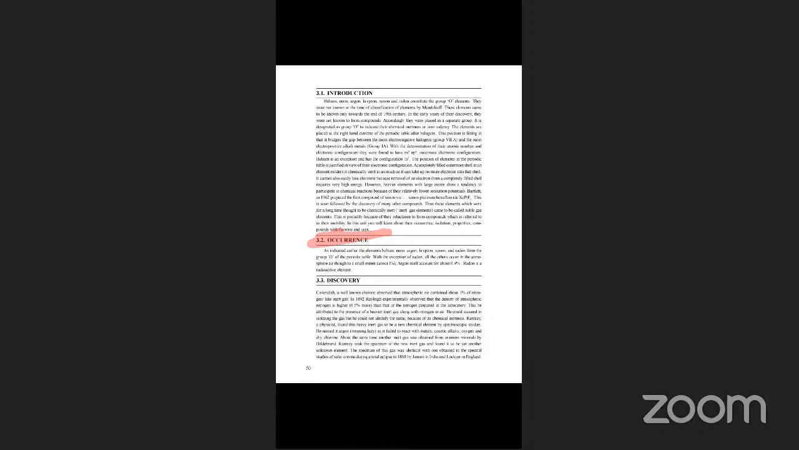Yes, sir. Okay, so this is the occurrence. What do you mean by occurrence? It means availability. Availability is known as occurrence in the atmospheric air. These are all gases. Why are they called inert gas elements? All are gases.